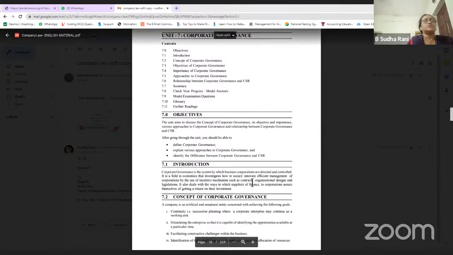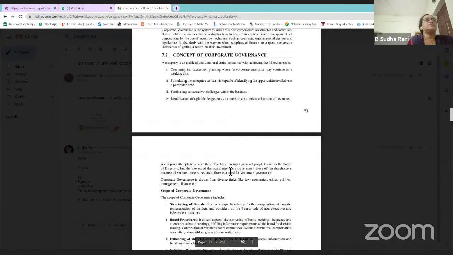So let us see about the concept of corporate governance. As we said, a company is an artificial person and cannot carry on its activities on its own, but it has its own legal existence and has to achieve certain goals. Like, it has to continue for a long period. So there is an assumption that the business continues for a long period, stimulating the enterprise so that it is capable of having opportunity at a particular time.